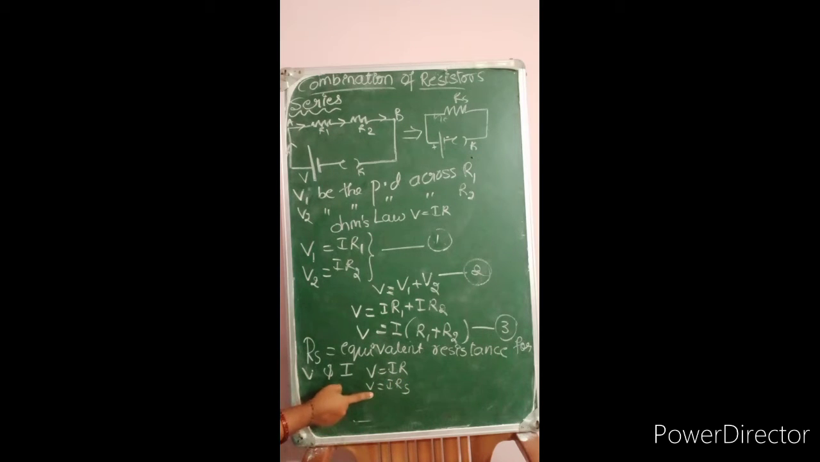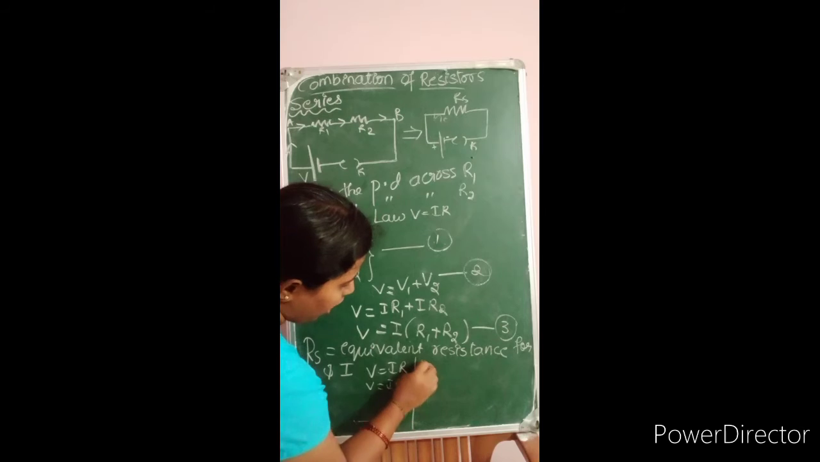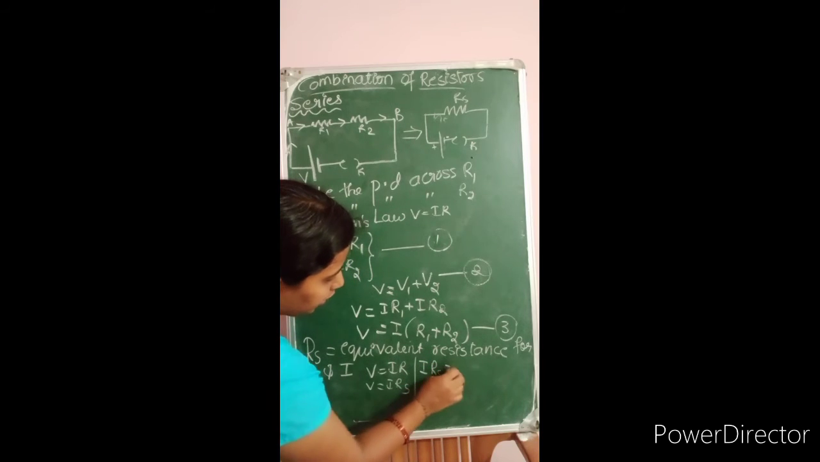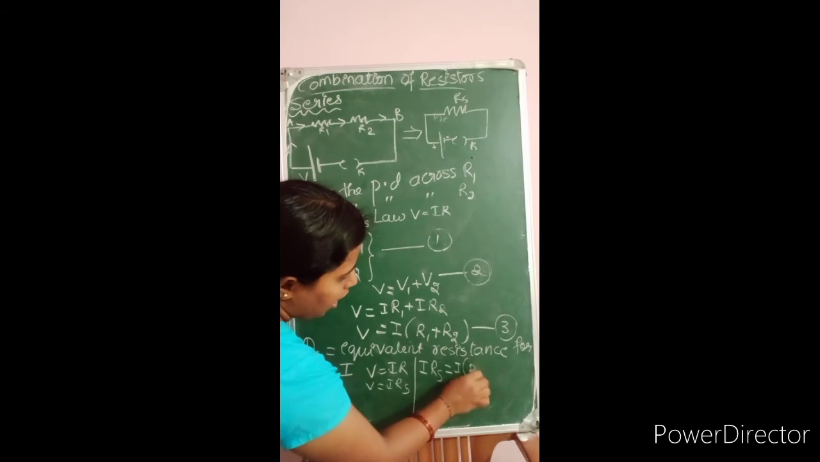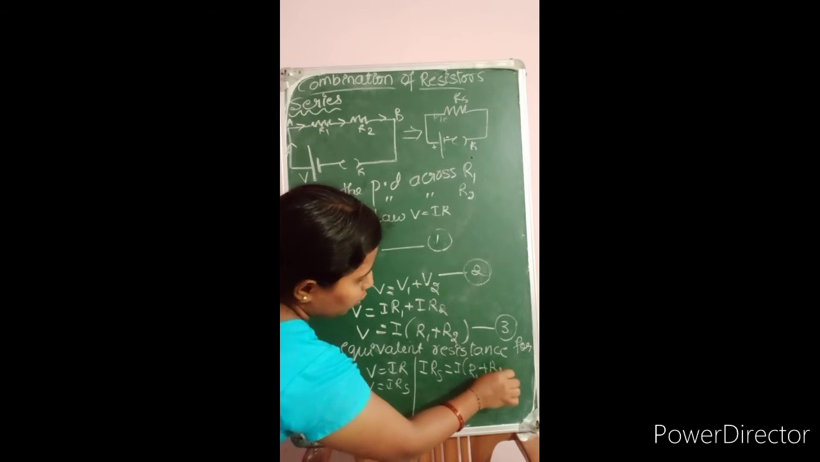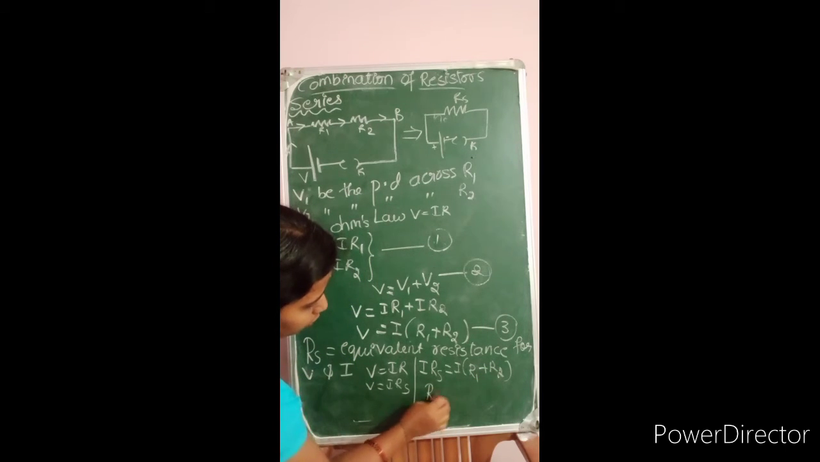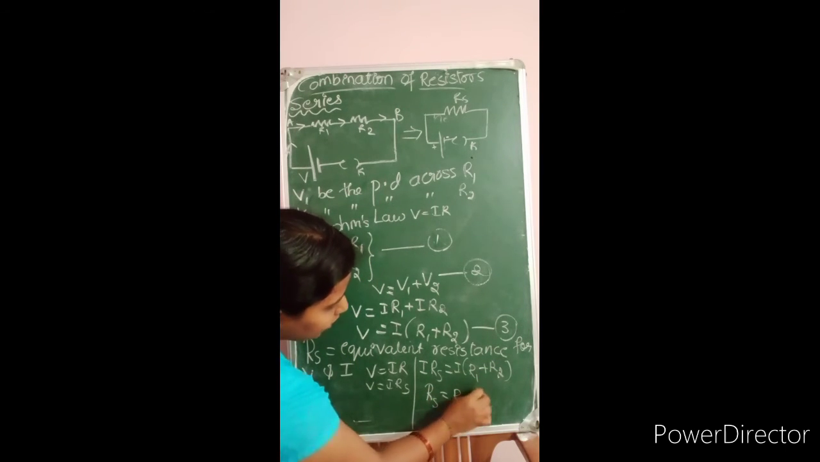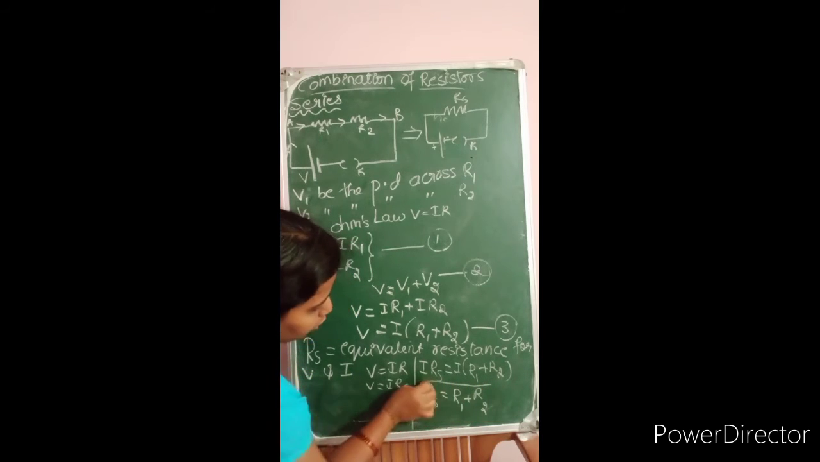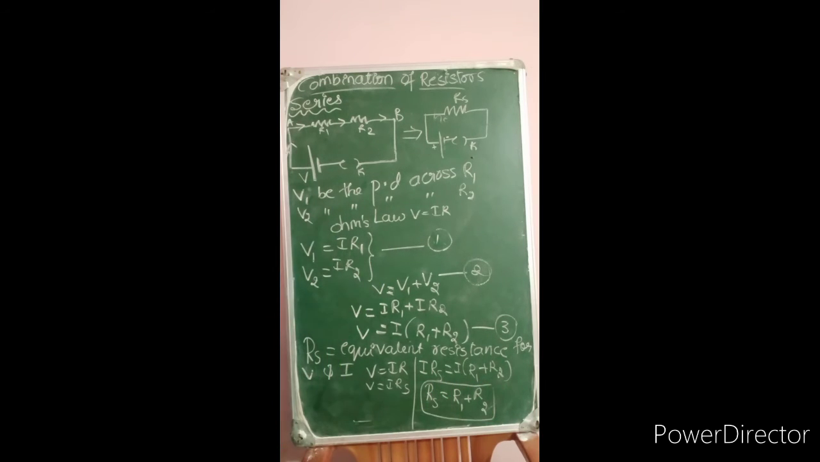This is the value of V. Substitute this value of V in equation number 3. Equation number 3 becomes IRS is equal to I into R1 plus R2, or RS is equal to R1 plus R2. This is the expression for effective resistance in series combination.